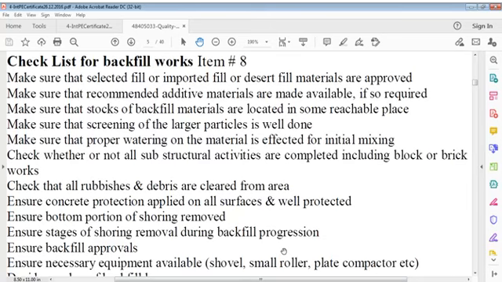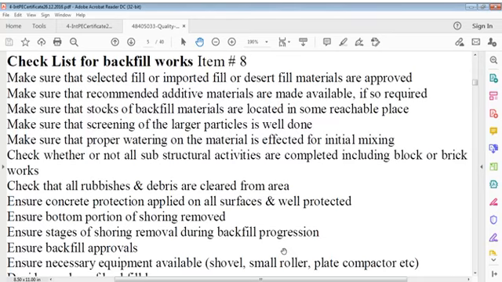Make sure that selected backfill or selected fill or imported fill or desert fill materials are approved. Well, approval is always there. Make sure that recommended additive materials are made available if so required. This is a point here. Additive materials. What is additive material in backfill?